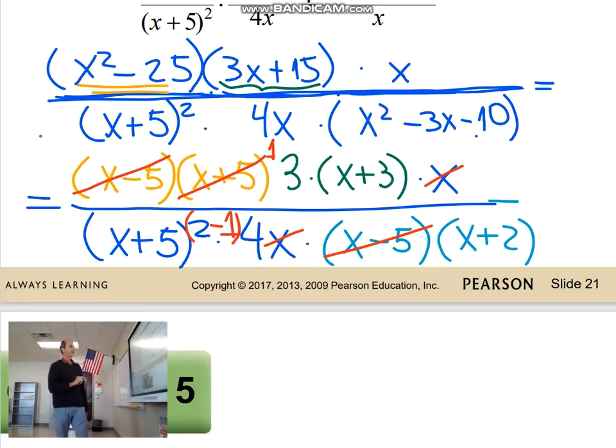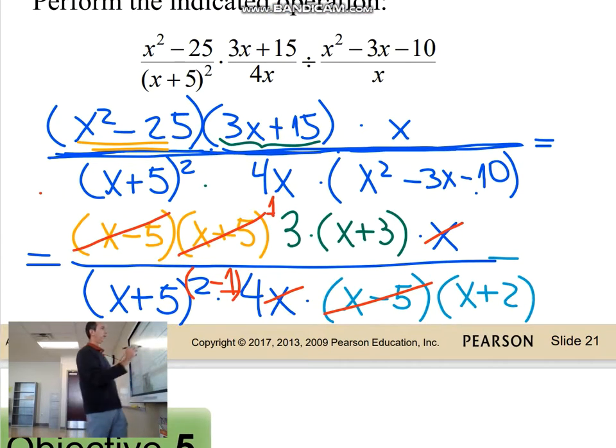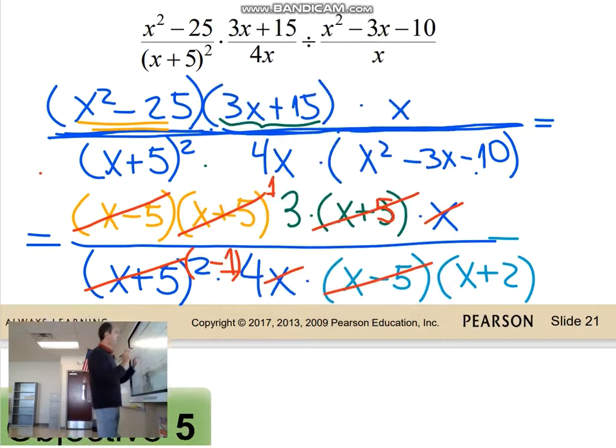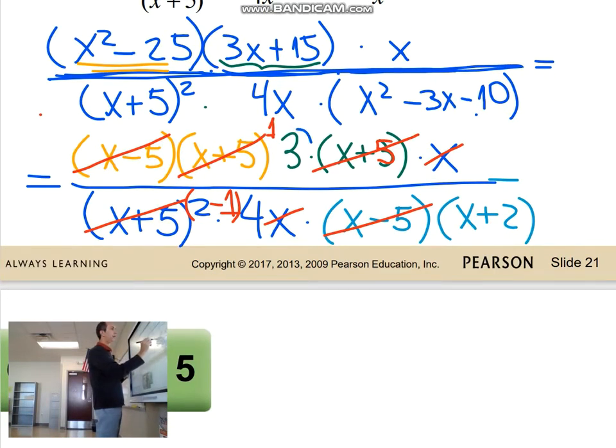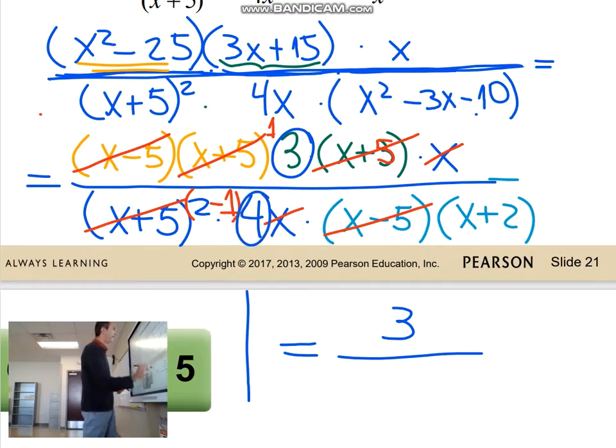And what else can we simplify? I think that's it. This is all we can simplify. Oh, I made a mistake here. This is a 5. This is a 5. So we can simplify here as well with this. Yes. And at the end, the remaining factors are 3 on the numerator, and on the bottom we have 4 remaining, and we have x plus 2.